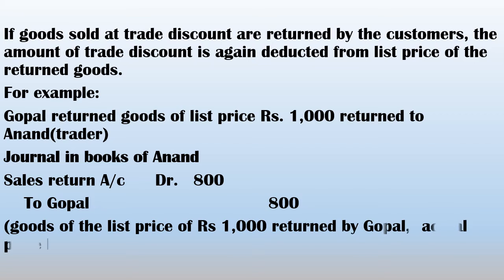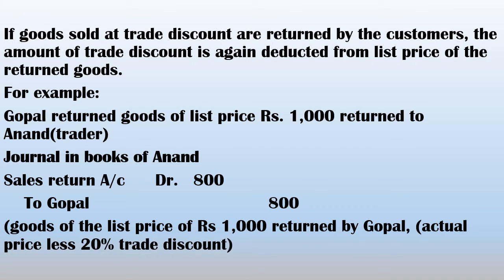Goods of list price rupees 1,000 returned by Gopal, actual price less 20% trade discount. Enter the following in the journal of Gopal. Now with this example, we'll learn better. We had done the journal in the books of Anand, who is a trader. Now we will do the journal in the books of Gopal, who is a purchaser.